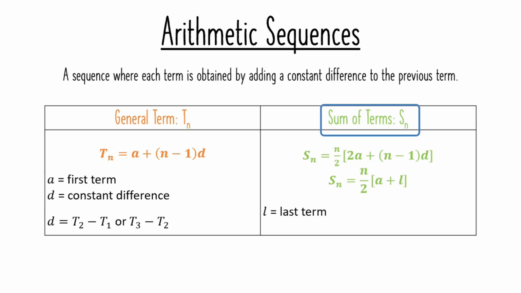What about the sum of terms? This allows you to find the sum of the first n terms. So there are two formulas that you can use. You can either use n over 2 multiplied by 2a plus n minus 1 multiplied by d, or n over 2 multiplied by a plus l, where l is the last term.